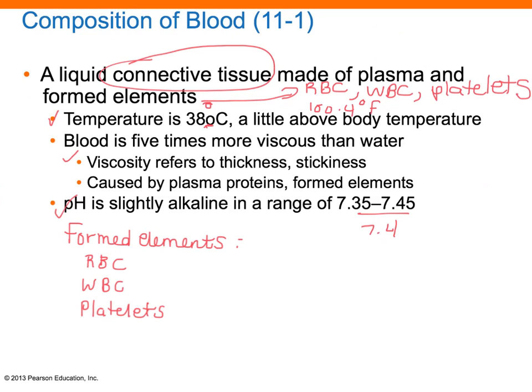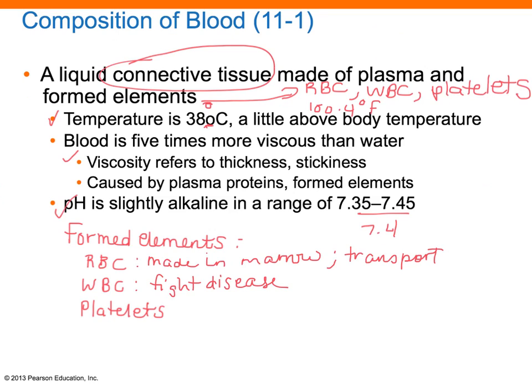Before we go into detail about the formed elements, I just want to recap here that red blood cells are one of these formed elements, and these are made in the marrow. And you also have white blood cells, which help fight disease. And of course, the red blood cell's job is to transport oxygen and carbon dioxide, so I'll just say transport gases. And then you have these cellular fragments that are called platelets. So these are cellular fragments, and you'll see that these are responsible for clotting.